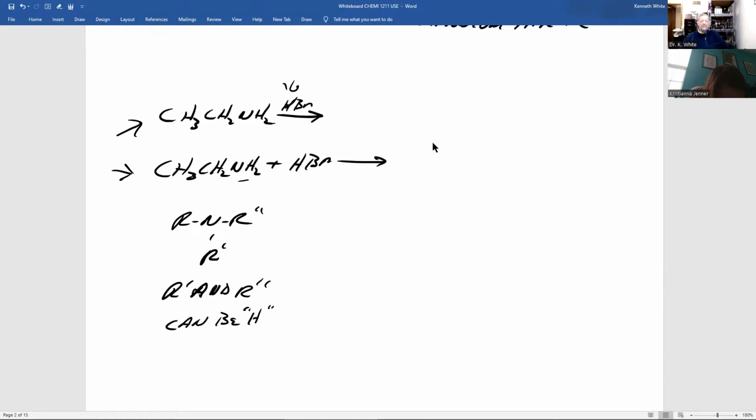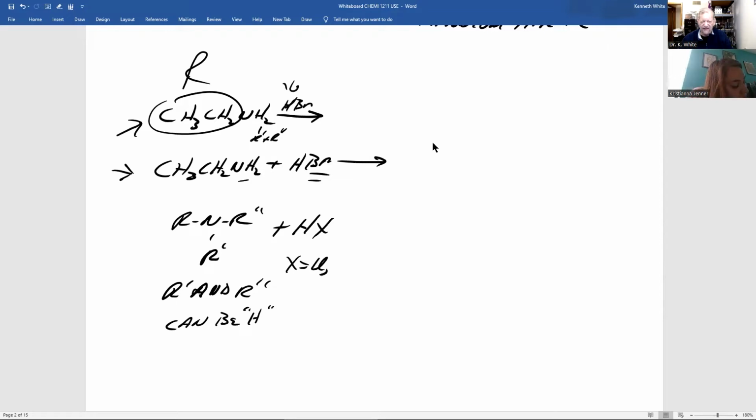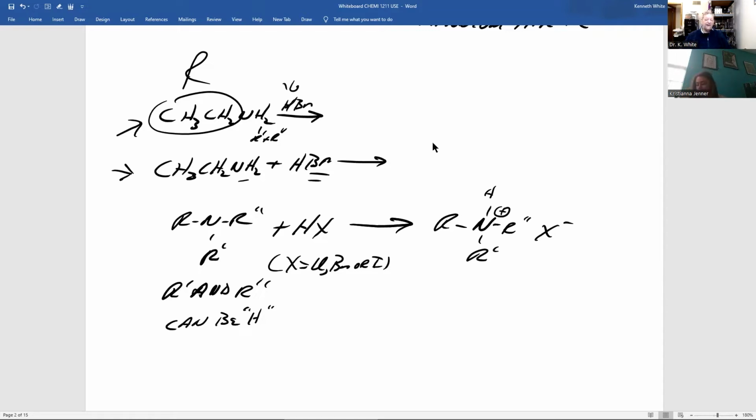I can write an amine like this. R prime and R double prime can be hydrogen, and in our case, they are. And I'll call this R. And when you react it with HX, X can be chlorine, in our case it's bromine, or iodine. Proton transfer to form a salt, an amine salt in this case. And in our case, what's R? Ethyl.